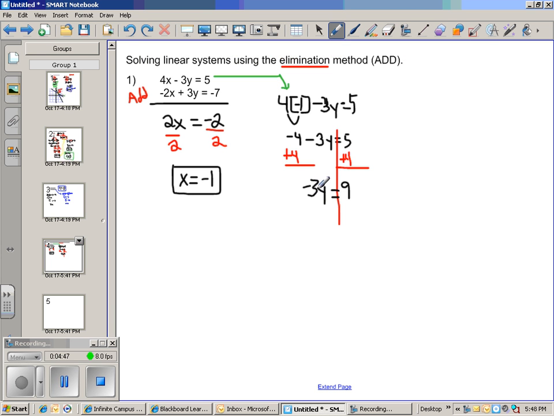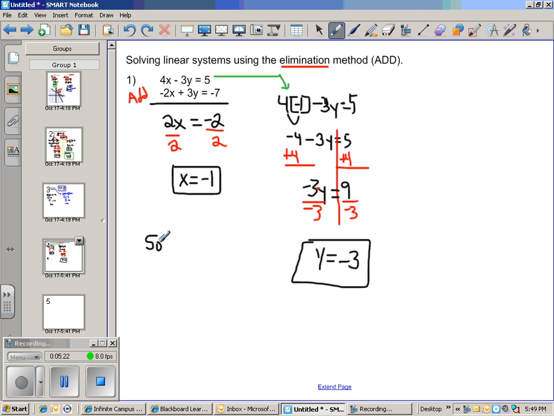This is negative 3 times y. So to get rid of the negative 3, we're going to divide everything by negative 3. And the negative 3 is reduced down to 1y, or just y. And then 9 divided by negative 3 is a negative 3. And we have a solution for both variables.